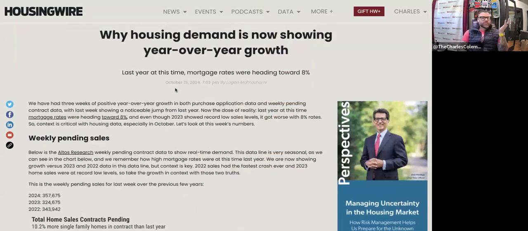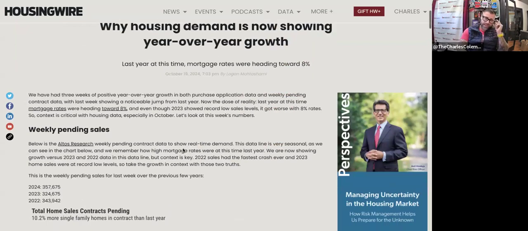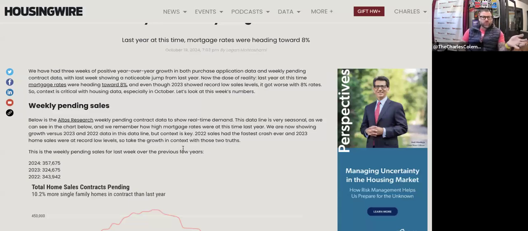And so let's jump into Logan Motoshami's report that he does every Friday for us. This is rear view facing data. He starts it off and he says, we have had 3 weeks of positive year-over-year growth in both purchase application data and weekly pending contract. I think this is probably going to dry up. I can't imagine this continues to go up, just because interest rates are a little bit higher at this point.